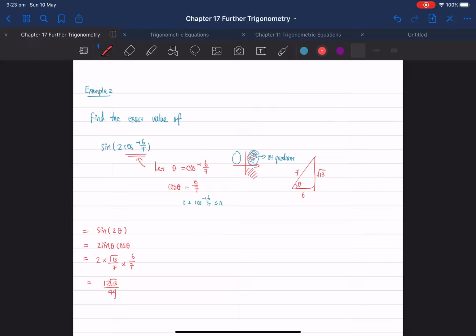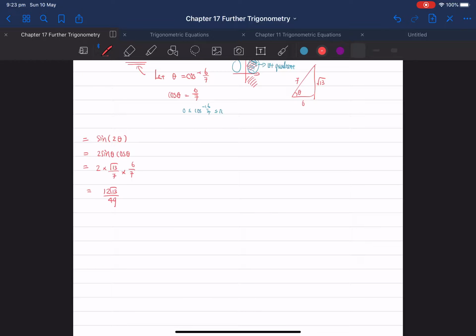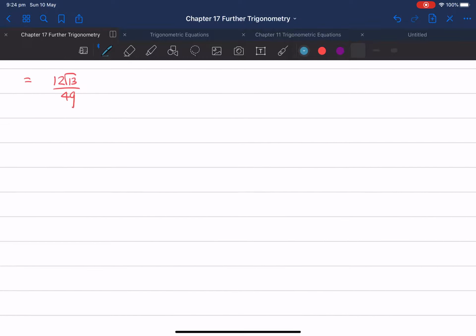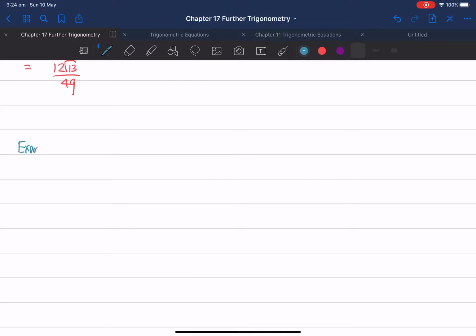Probably we can try another one. All right, so how about we try a question that requires you to eliminate theta from each of a pair of parametric equations and find a Cartesian equation using the double angle formula. So let's just call this example 3. Okay, so the question says eliminate theta from each pair of parametric equations.